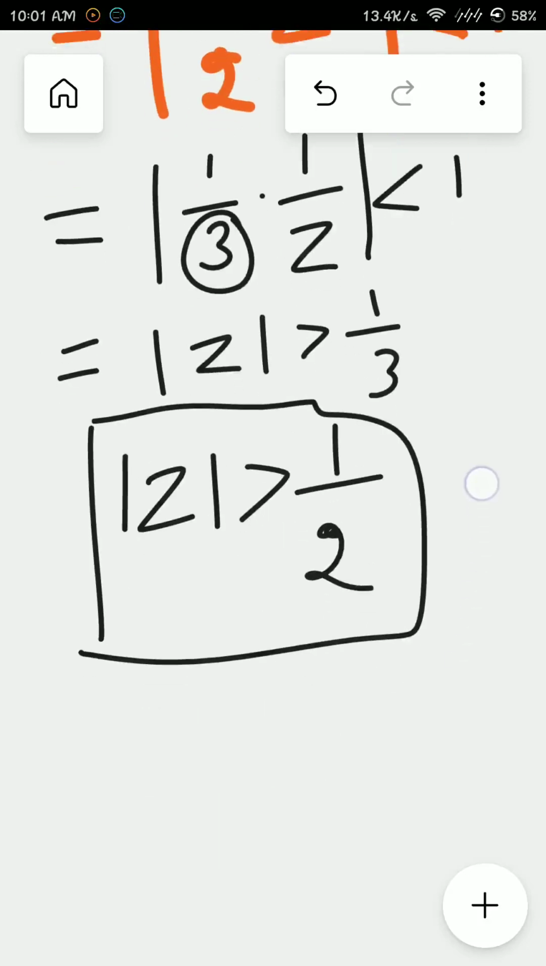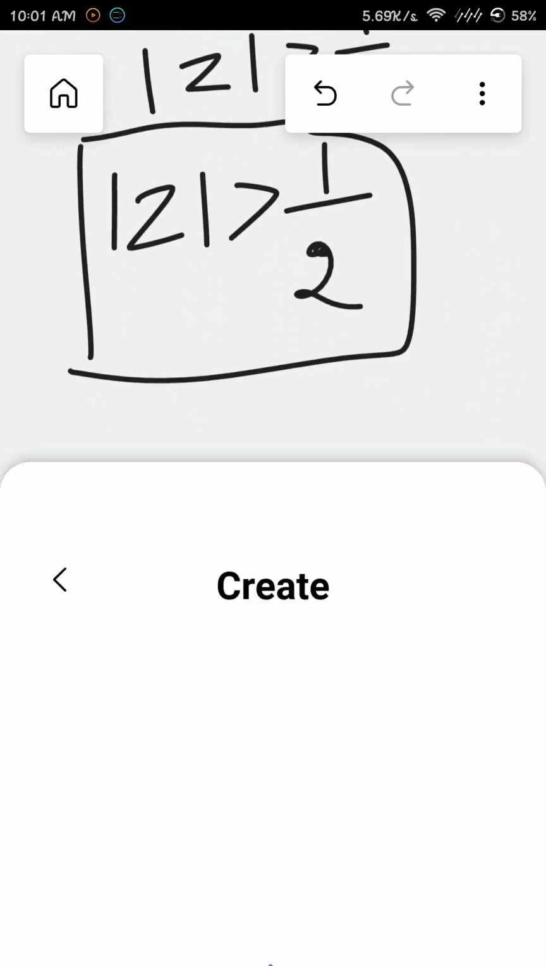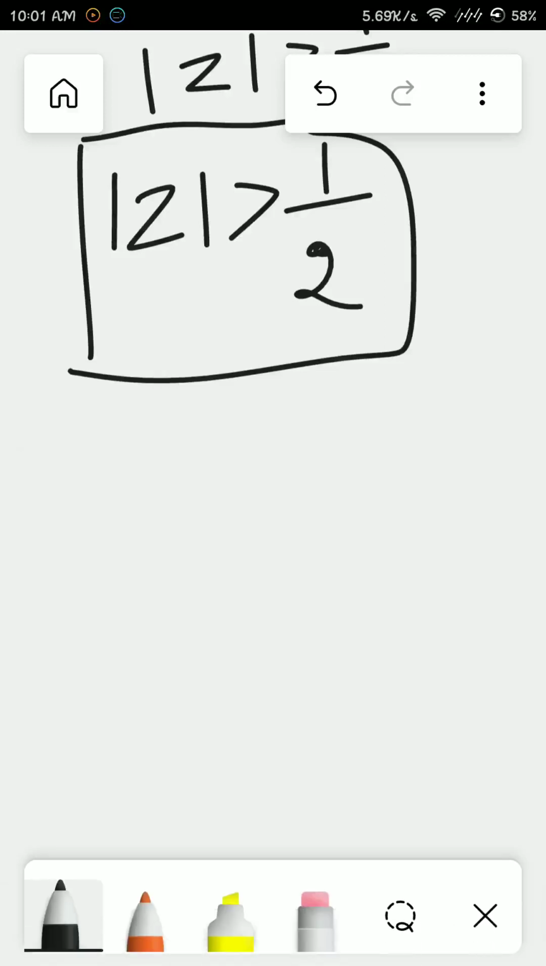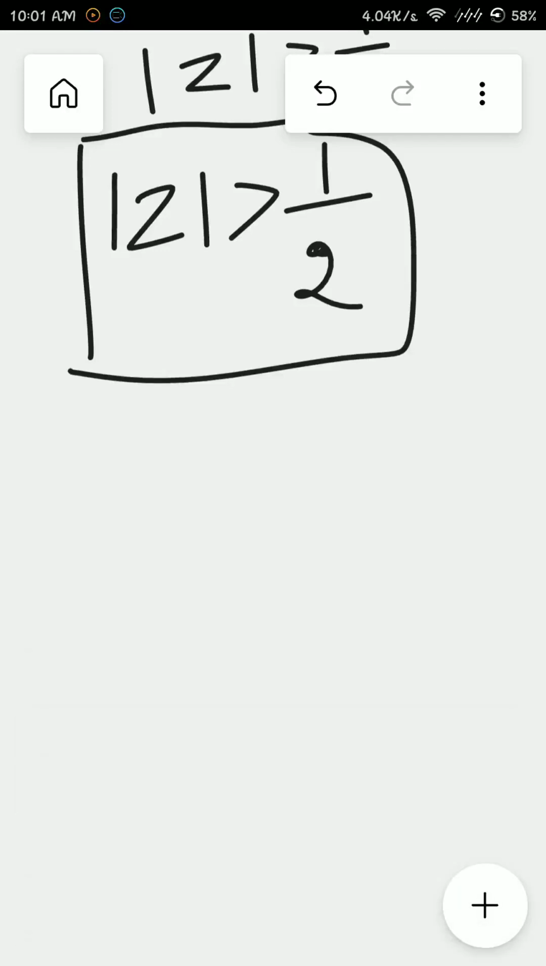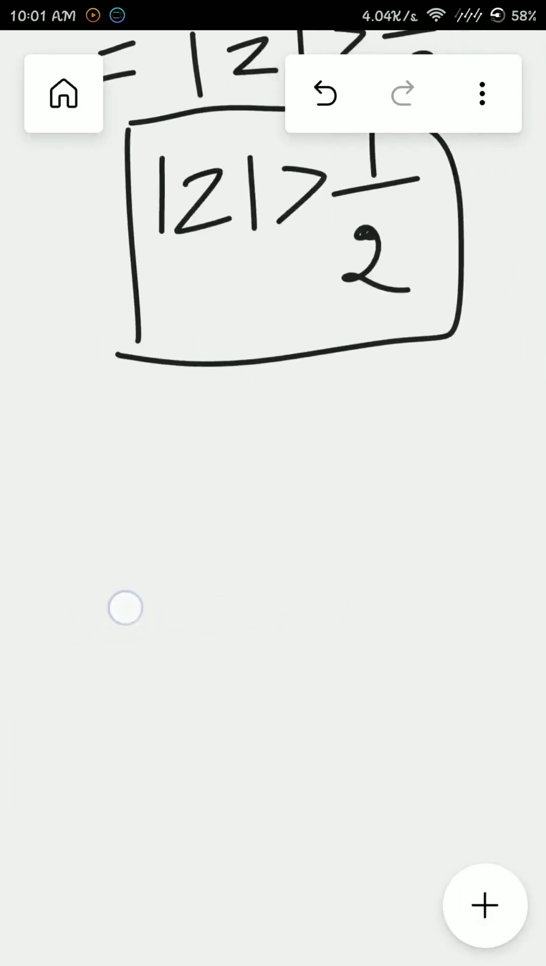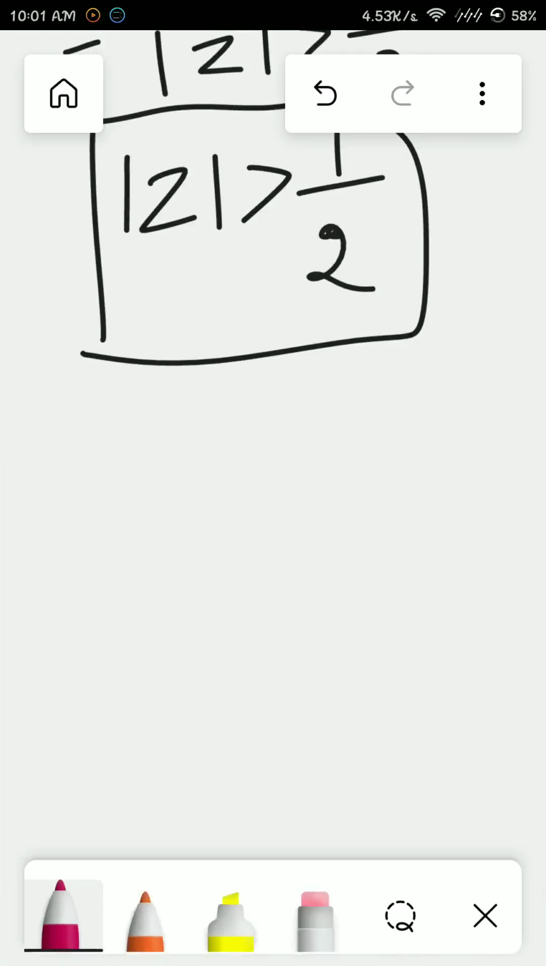So according to my region of convergence, what I have got is a right sided sequence, isn't it? So let me take another color here. I'll show you the region of convergence. So this is my region of convergence.